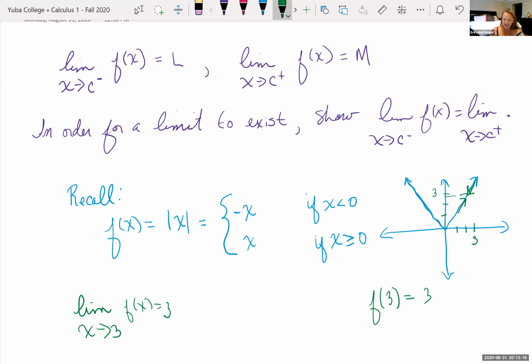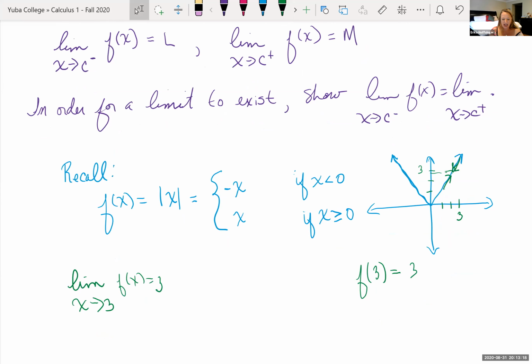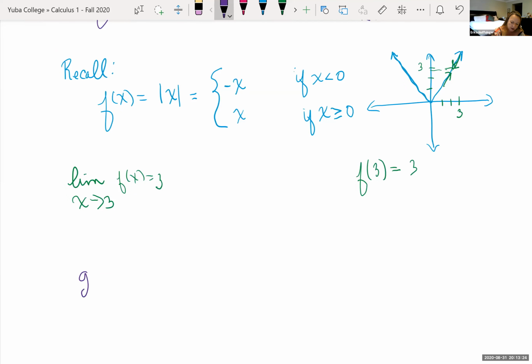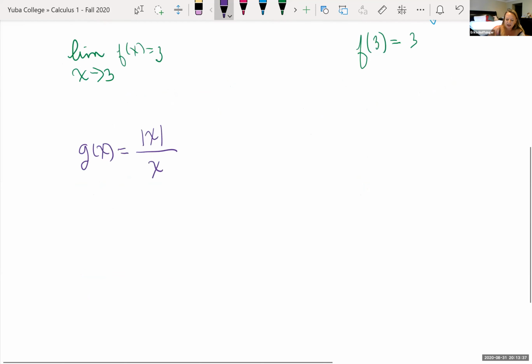But let's say we have a different function. Let's say we have the function g of x, and g of x is equal to the absolute value of x all over x. And we want to look at the limit as x approaches 0.